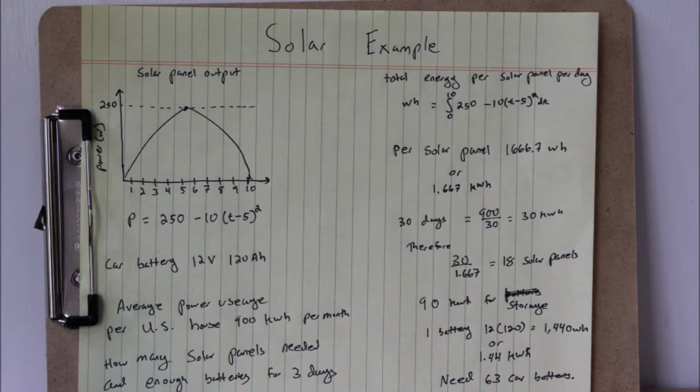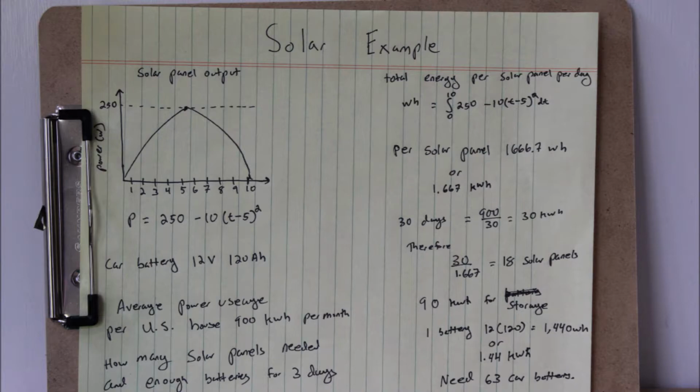1,666.7 watt-hours. Now the unit watt-hours is kind of unique to the electrical field. Basically what it means is that if I have an appliance, let's say a hair blow dryer, which is 1,000 watts, and I run it for 1 hour, that's the amount of energy, 1,000 watt-hours.